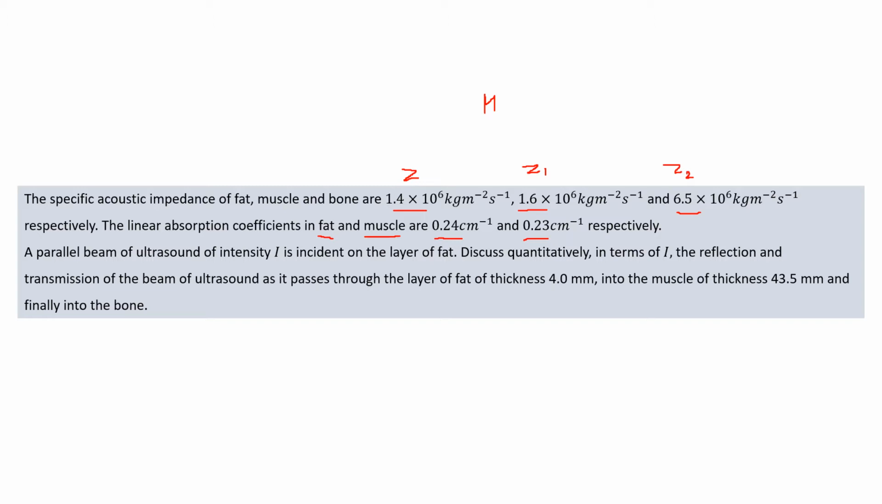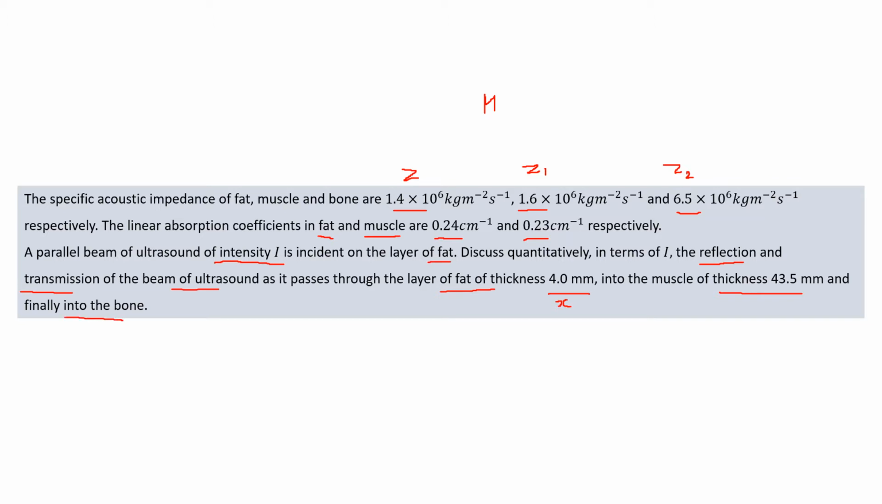So what is the question actually asking us? A parallel beam of ultrasound of intensity I is incident on a layer of fat. Discuss quantitatively, in terms of I, the reflection and transmission of the beam of ultrasound as it passes through the layer of fat, thickness 4.0 mm, into the muscle, thickness 4.35 mm, and finally into bone.